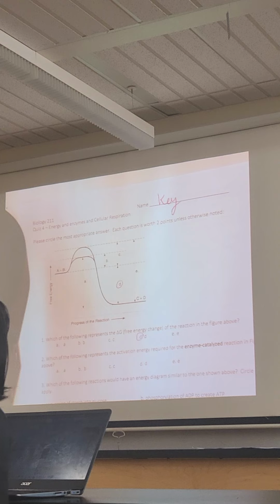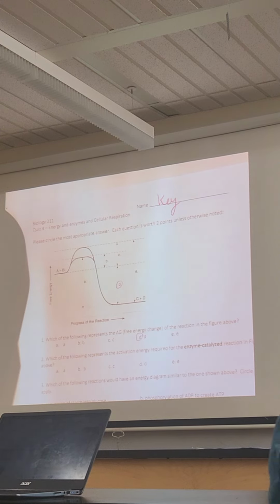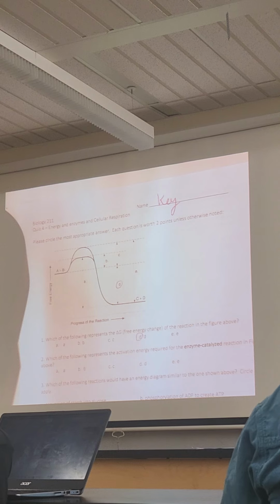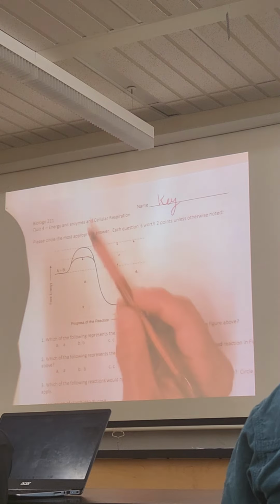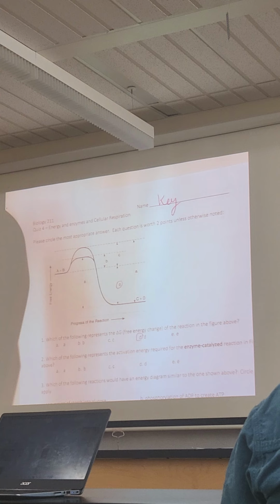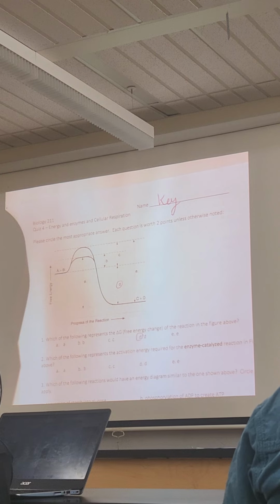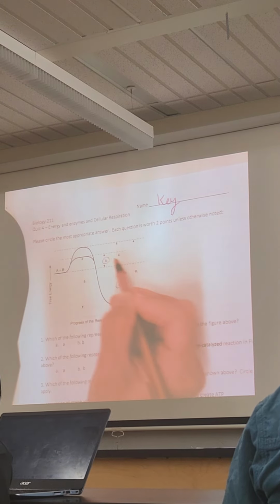Number 2 says, which of the following represents the activation energy required for the enzyme catalyzed reaction in the figure? So you can see there's 2 peaks here. Which distance is showing the activation energy for the enzyme catalyzed one? B. Everybody agree? Yeah, so it is B.